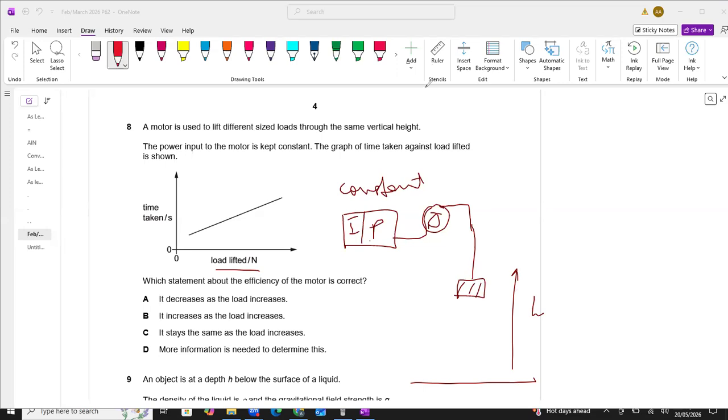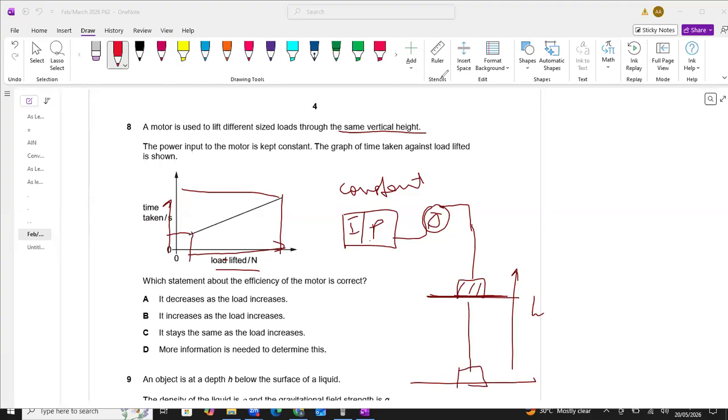So as you can see, as the load value is increasing, the time taken by the motor to lift the object to a certain height is also increasing. So it means for the greater load, time will be greater. For less load, the motor will take less time to uplift the object to the same vertical height. Like this height, if I fix it, the motor is lifting the object to this height.